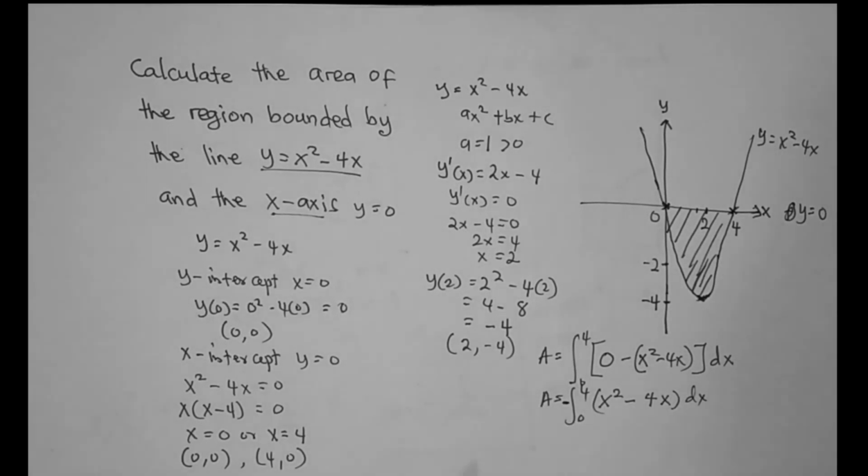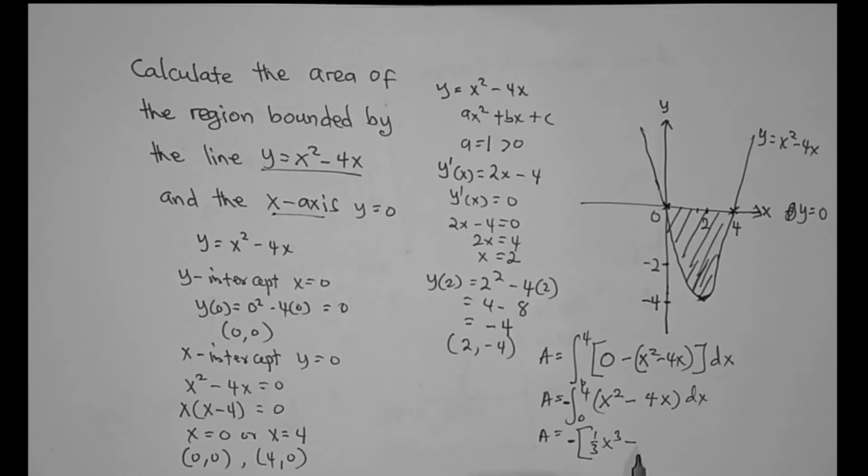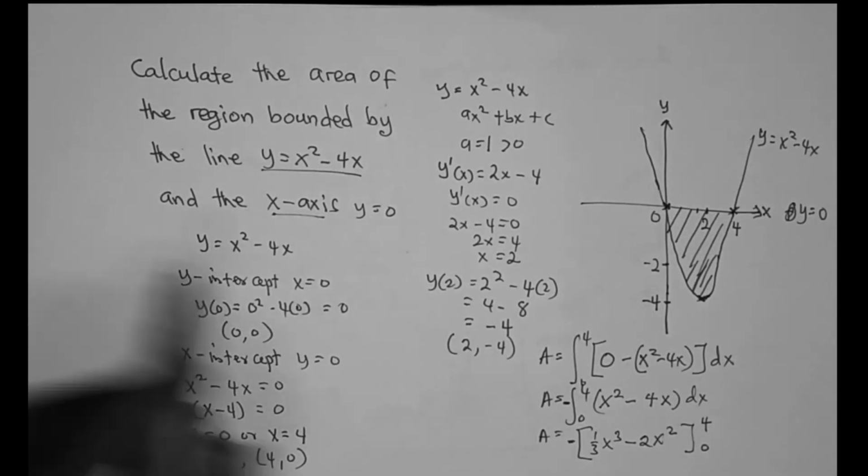So let's go ahead and do the integral. So the integral becomes minus A equals minus, then if you add 1 to the exponent of x squared, you get 1 over 3 x exponent 3, then minus, if you add 1 to the exponent of x, it becomes 2, and 4 divided by 2 is 2x exponent 2. All of this evaluated from 0 to 4.